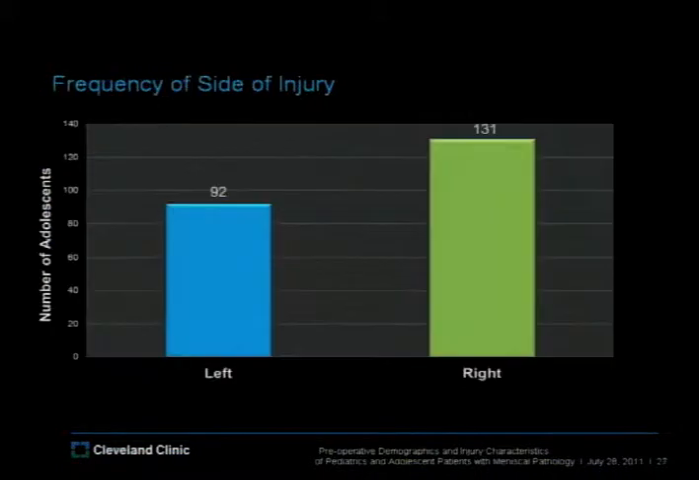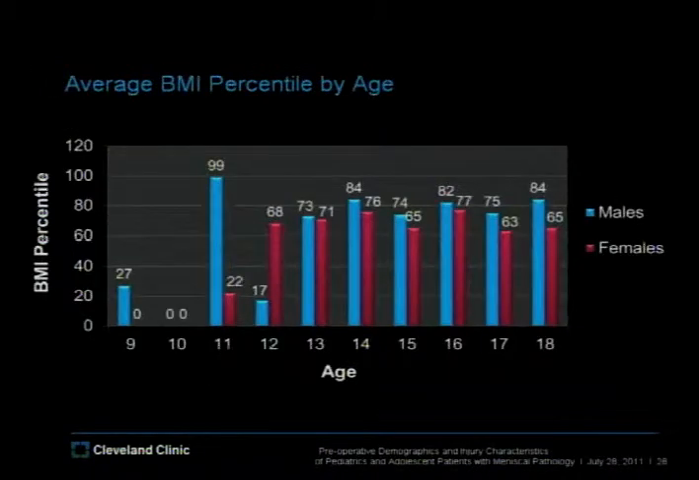And this just shows that there are more right knees injured in our study than left knees. And this could be because of sports, and maybe the right leg is more dominant for many players, so it was injured more. This shows the average BMI percentile by age.